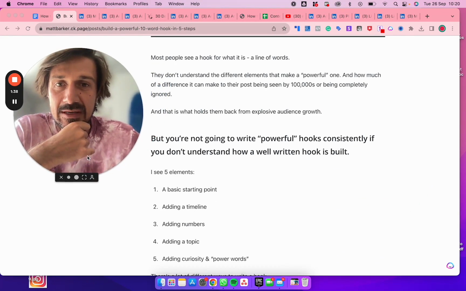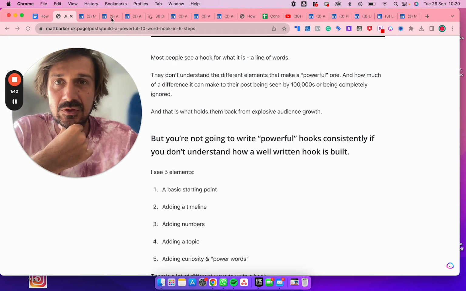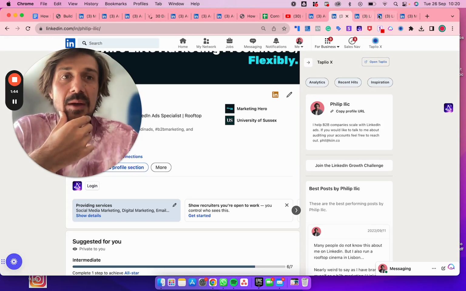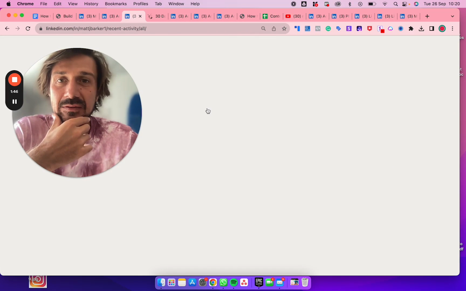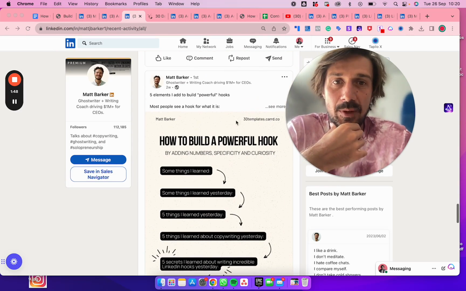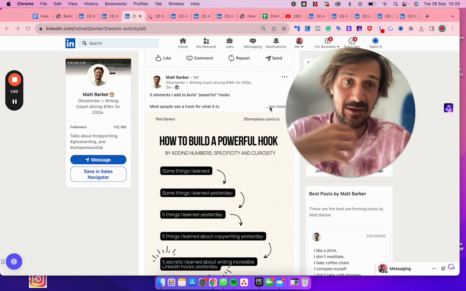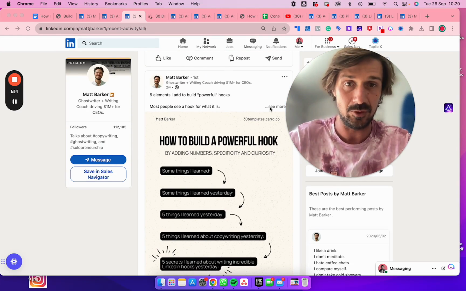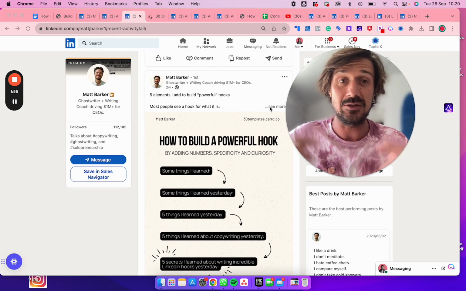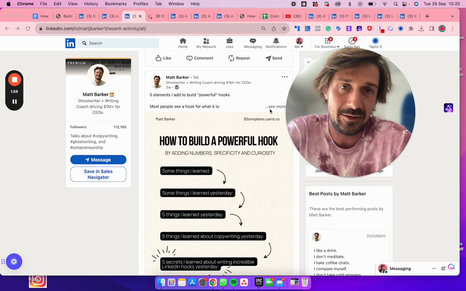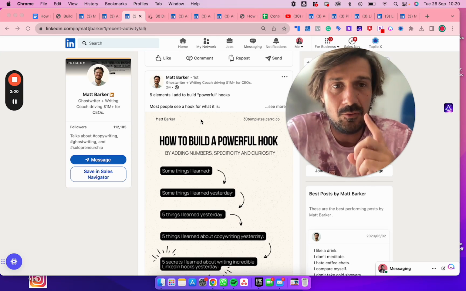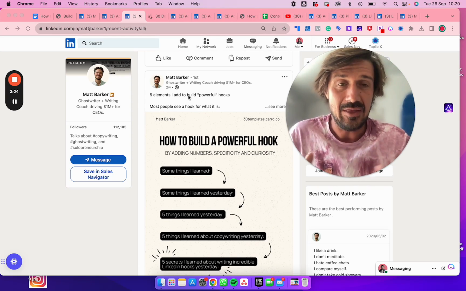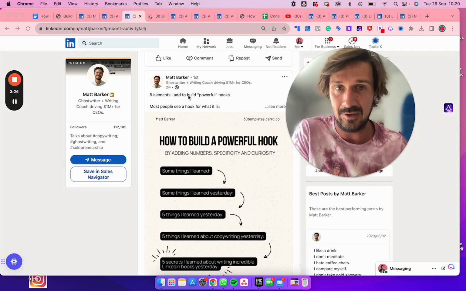Basically, hook writing is incredibly important because when you see a post on LinkedIn, you want people to click on that see more button. Clicking on that see more button gives the algorithm a signal that if more people are doing that, the more people are reading it, which means the post is going to go further. So basically, you want people clicking on that see more button. That's one of the reasons why writing a good hook is really important, because it gives a promise that you then deliver on once they see more.